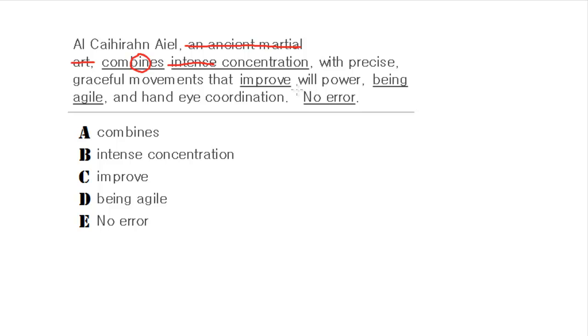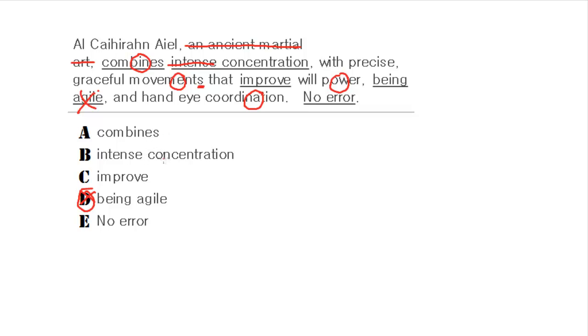precise, graceful movements. Right? So again, that's a noun and it's plural, right? Movements that improve willpower, right? Power is a noun. Being agile, no, that improve what? Willpower, agility, and coordination. Those are all the parallel nouns that you need, because power is a noun, coordination is a noun, and you also need what? Agility. So what's wrong with the sentence? Answer is D, right? You need to put in the noun form, right? It needs to be agility, right?